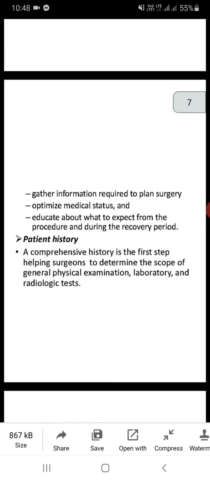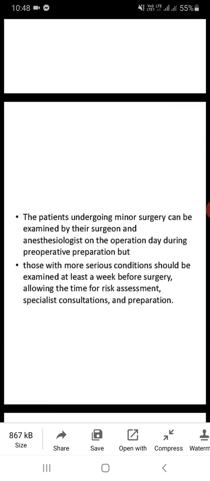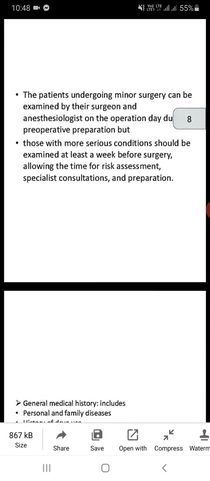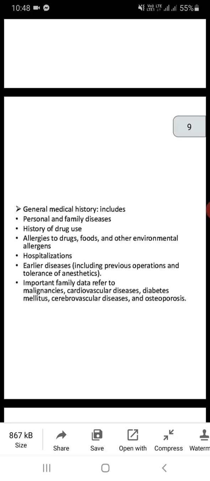Then patient history. A comprehensive history is the first step, helping surgeons to determine the scope of the general physical examination, laboratory and radiological tests. Patients undergoing minor surgery can be examined by their surgeon and anesthesiologist on the operation day during preoperative preparation. Those with more serious conditions should be examined at least a week before surgery, allowing time for risk assessment, specialist consultations and preparations. Then general medical history: we should include personal and family diseases, history of drug disease, allergies to drugs, foods and other environmental allergens, hospitalizations, early diseases including previous operations, and tolerance of anesthesia.